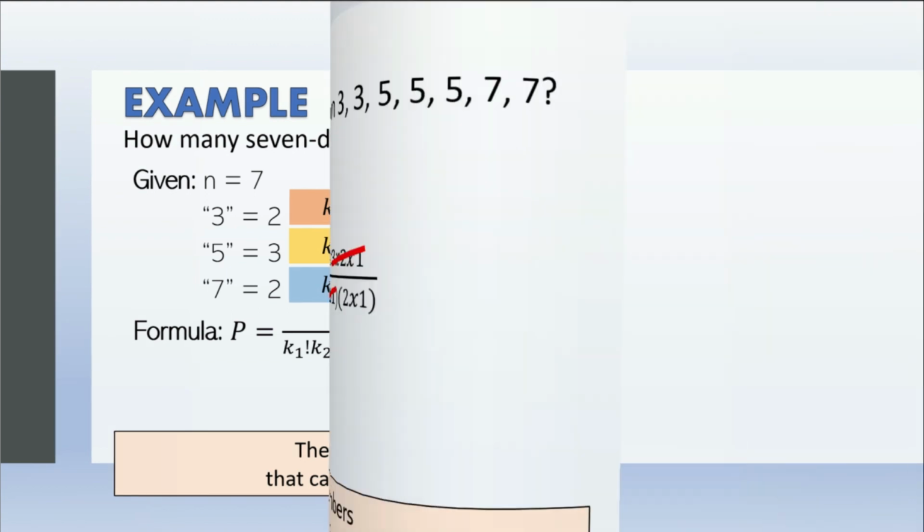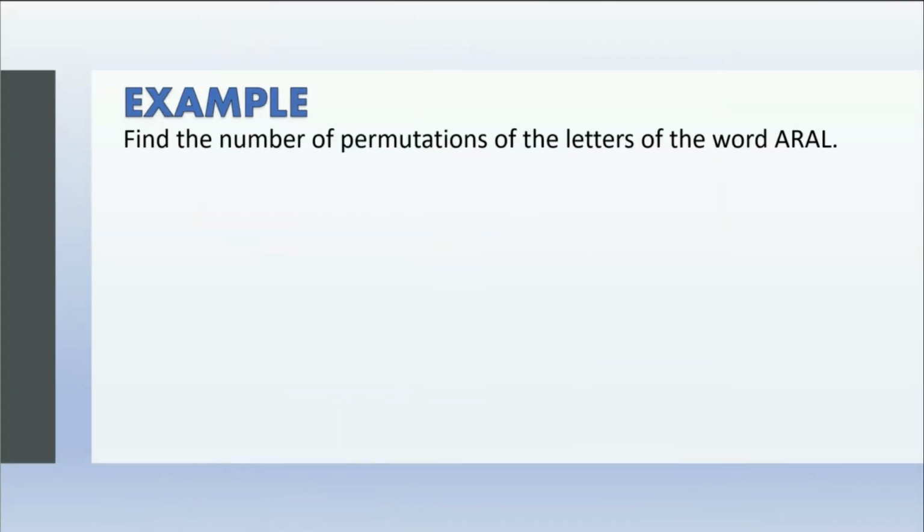In our next example, we need to find the number of permutations of the letters of the word aral. In the given problem, the value of n is 4 because of the letters of the word aral: letter A, R, A, and L. And since we have some objects that appeared twice, it is still under the distinguishable permutation.